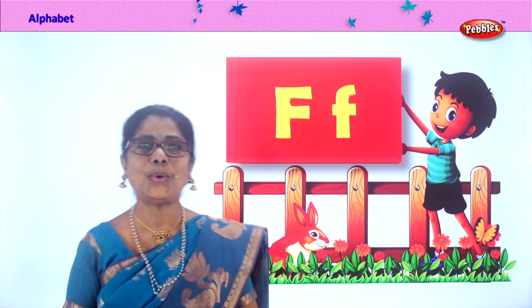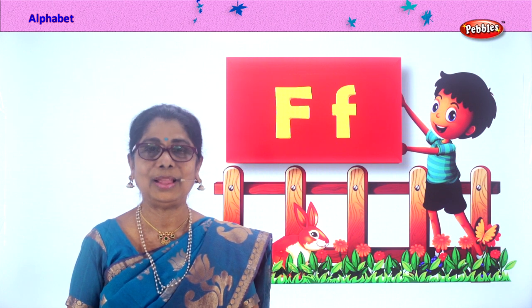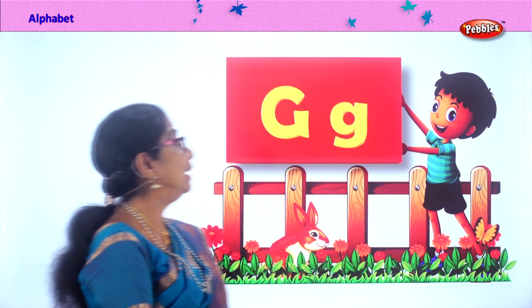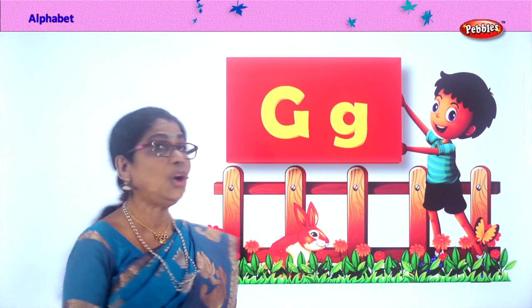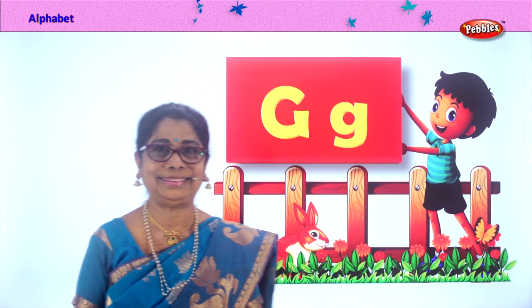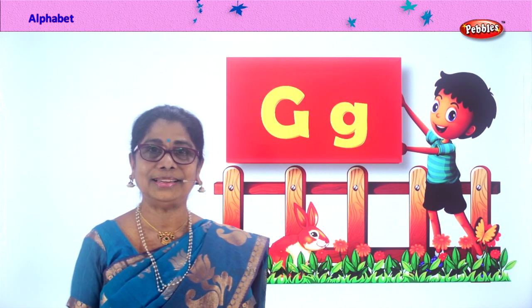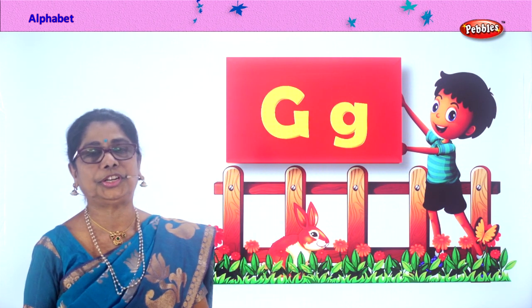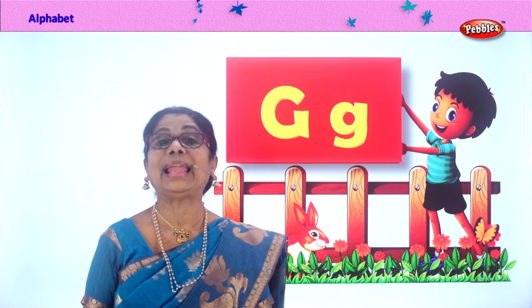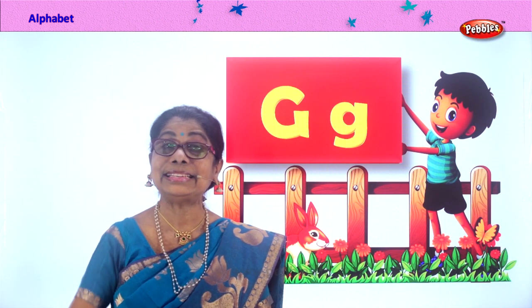Now, let's go on to take another letter. What's the next letter after F? Letter G. G for? Gate, very good. G for girl. G for garden. Good. Now, letter G sound is G.